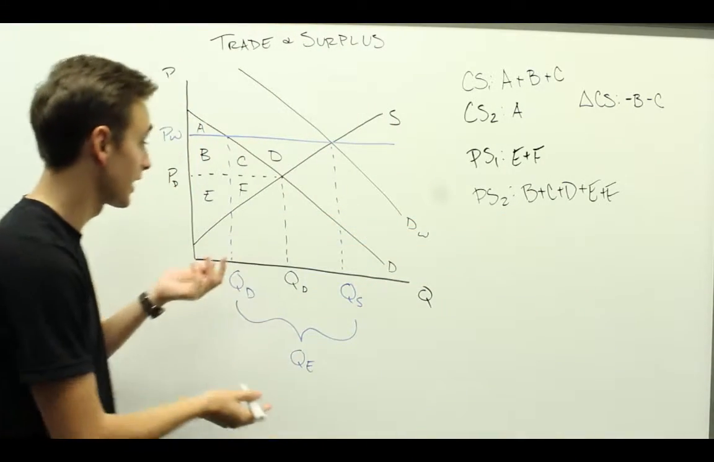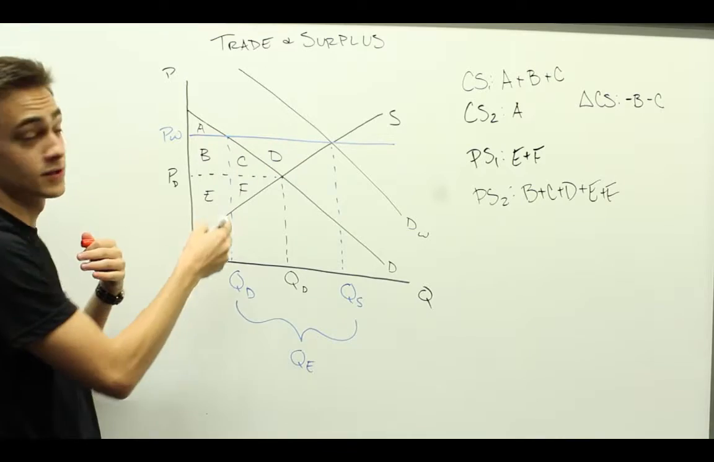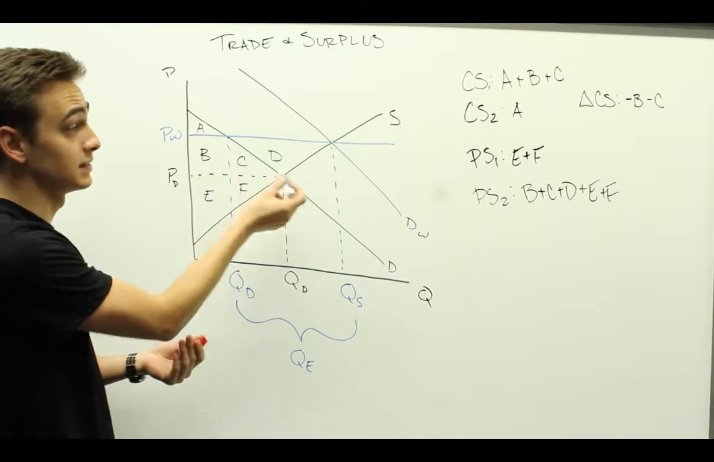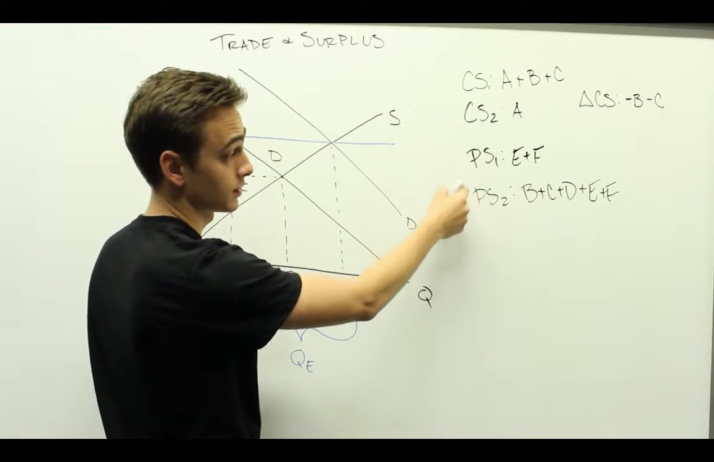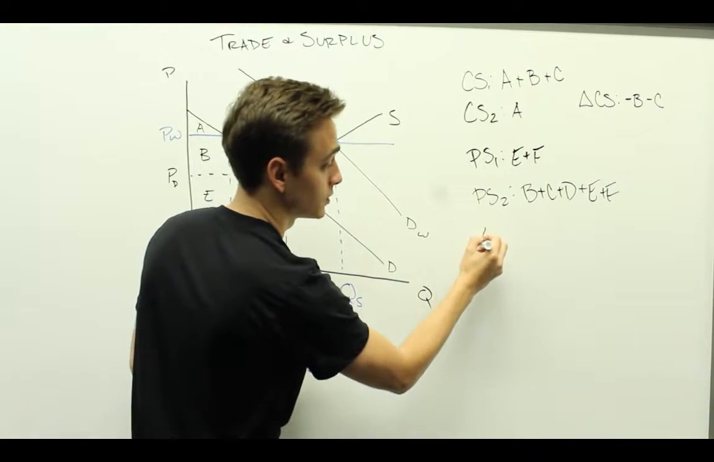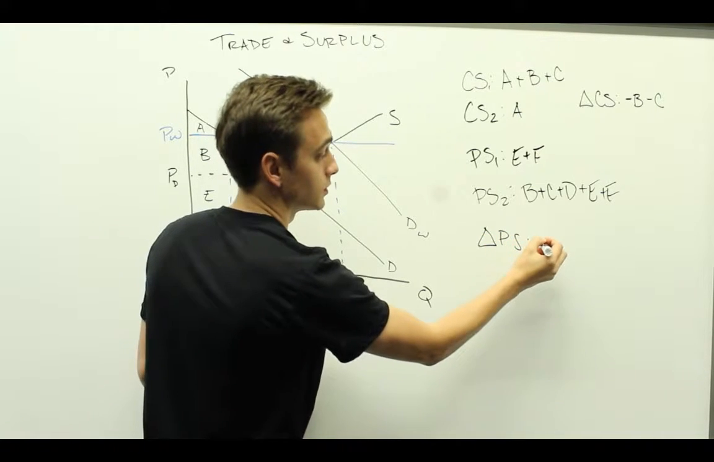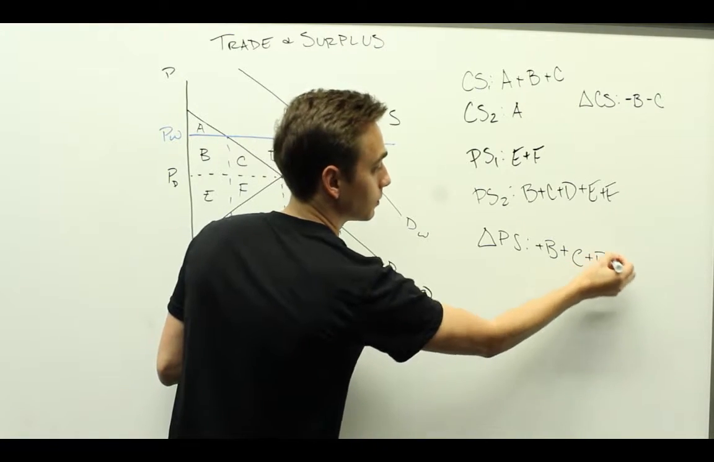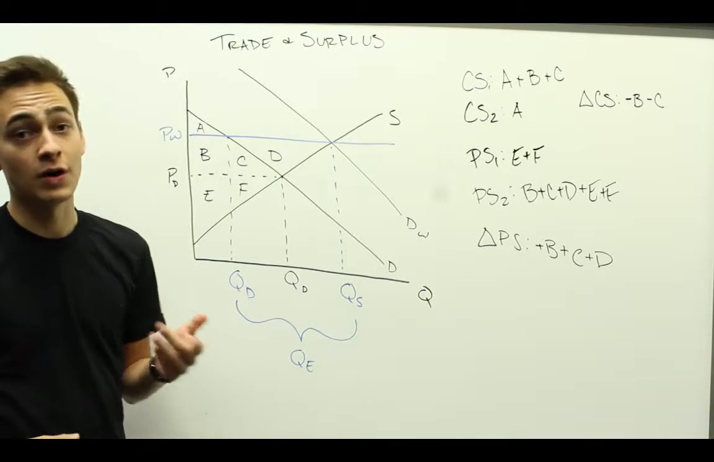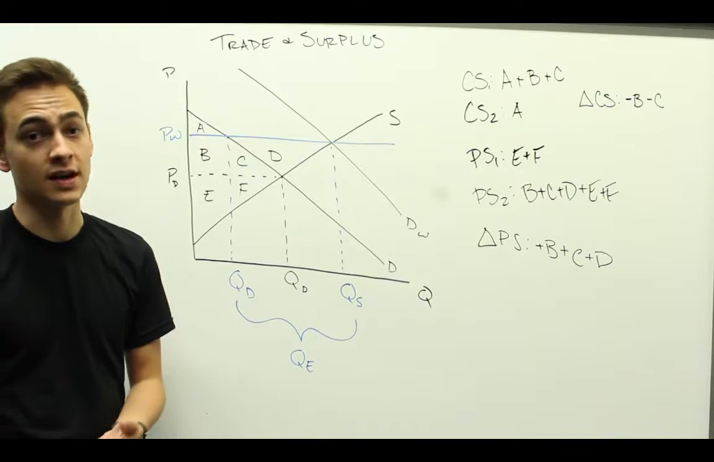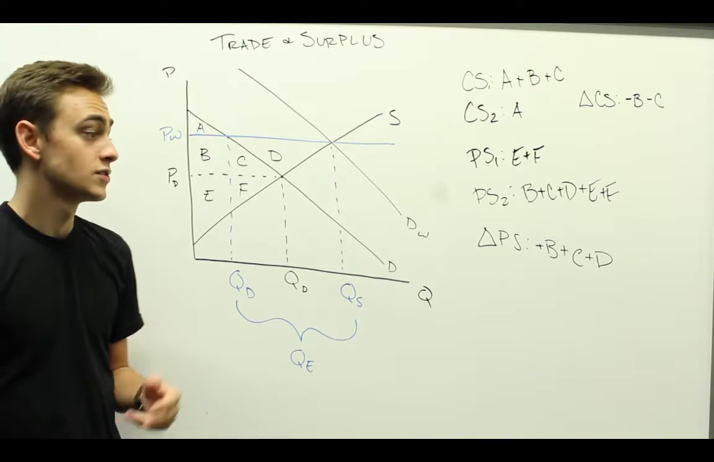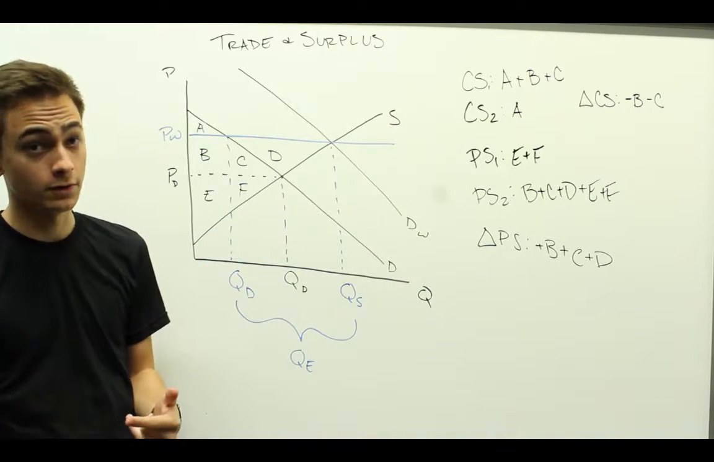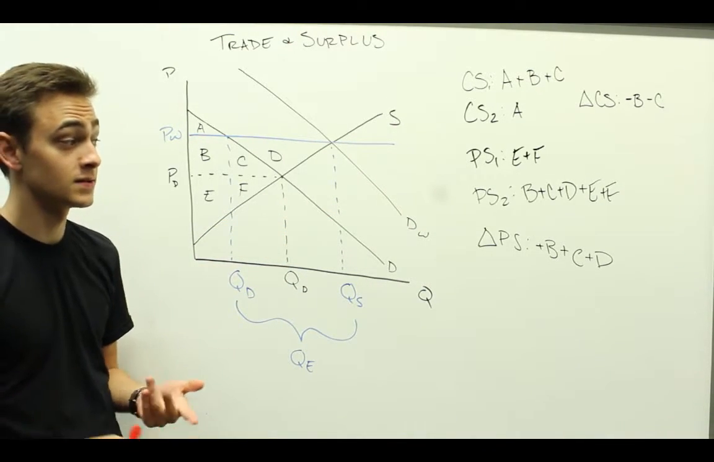Let's see what changed. You can look at it on the graph. They were here, now they're here. So what they gained from this move was B, C, and D, or you could just subtract this from this, and then you get the change in producer surplus to be plus B plus C plus D. So now that we know how consumer surplus and producer surplus changed, let's see how the net welfare of the economy changed. Consumers lost B and C, so they're made worse off. Producers are made better off, gaining B, C, and D.